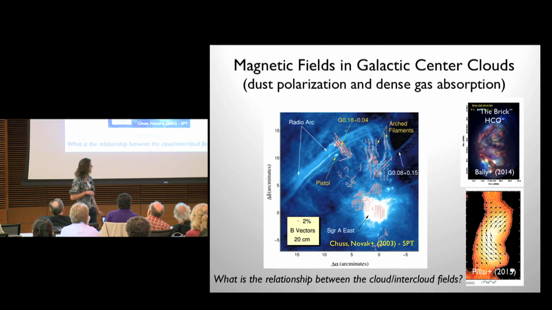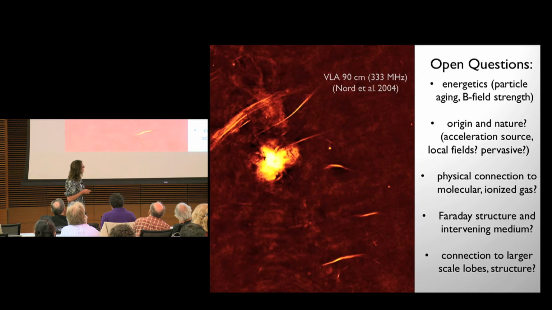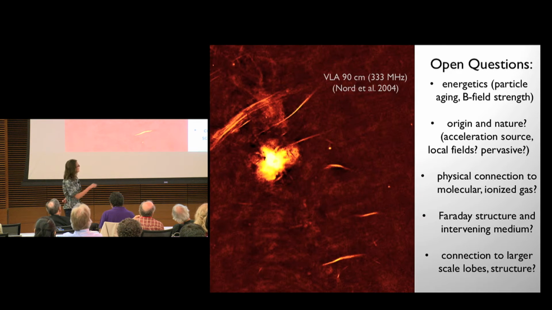So one of the outstanding questions is, what is the relationship between the field in the clouds in the galactic center and these larger scale vertical filaments? There are a whole bunch of outstanding questions related to the origin and the nature of these non-thermal filaments in the galactic center. We have yet to really nail down carefully the energetics, the spectral index, the particle aging, the magnetic field strengths. We're very interested in the physical connection of the non-thermal filaments in many cases to both regions of molecular and ionized gas.